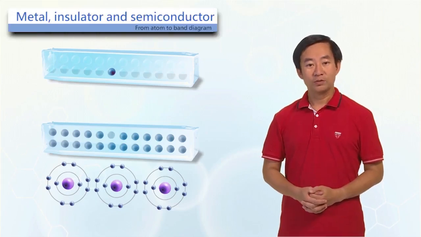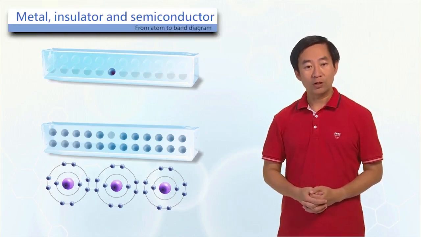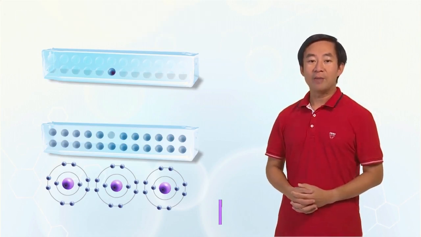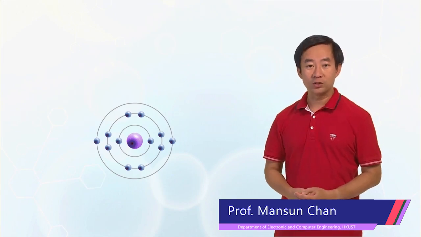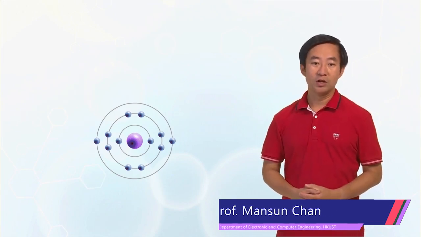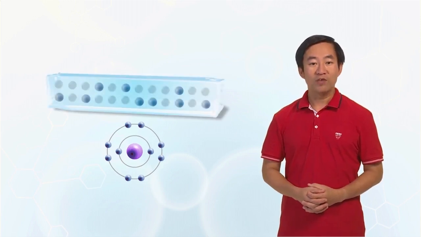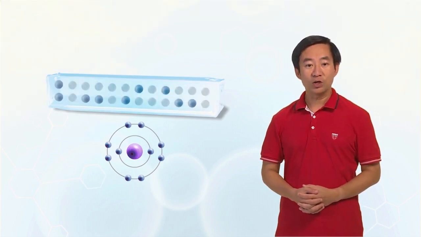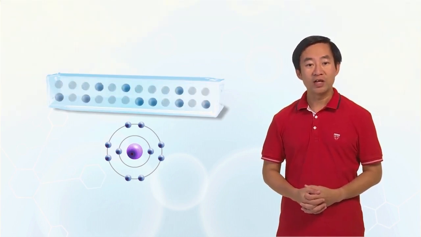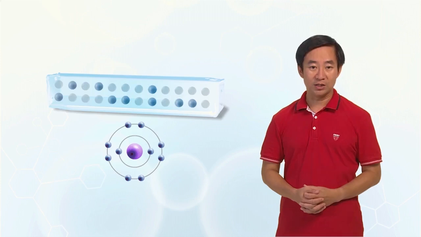With this concept, we can start to talk about metals, insulators, and semiconductors. In a metal, the atoms usually have fewer than 4 electrons in the outermost orbit. The metal's outermost electrons are not sufficient to fill all the spaces in the shaded band. As a result, the valence band is only partially filled. The electrons in the partially filled band can freely move around to conduct electricity.